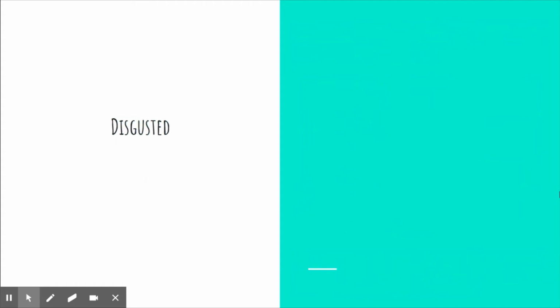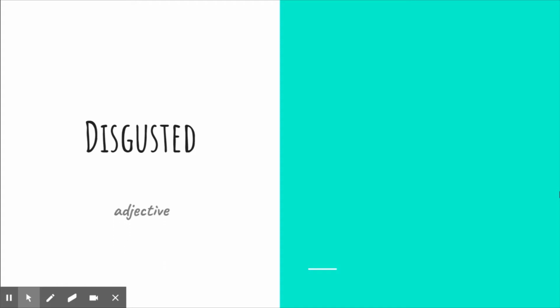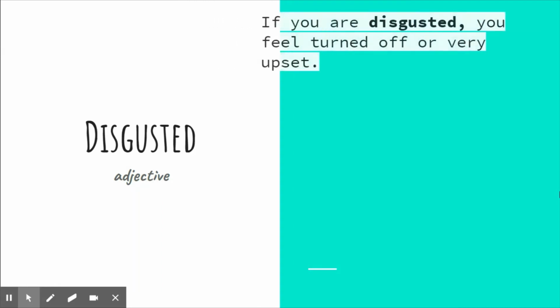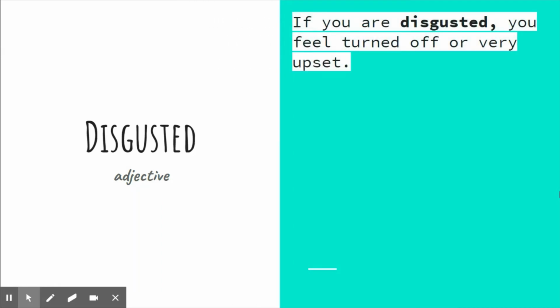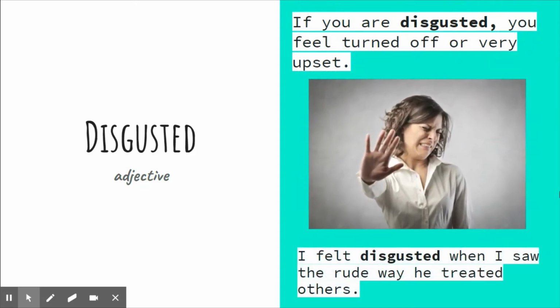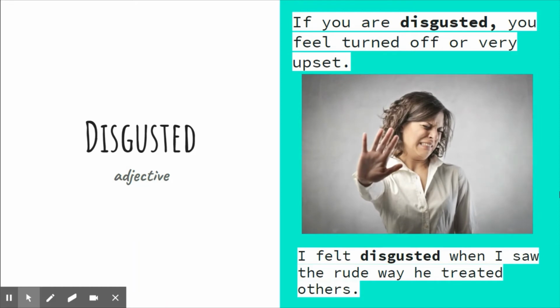Okay, so the next word is disgusted. Disgusted, yes. And disgusted is an adjective. Let's go ahead and look at the definition. If you're disgusted, you feel turned off or very upset. Okay, so there we have an illustration that shows the word disgusted and a sentence. But before we do that, I want us to pronounce the word together. Let's go. Disgusted. And now let's go ahead and read the definition. If you are disgusted, you feel turned off or very upset.